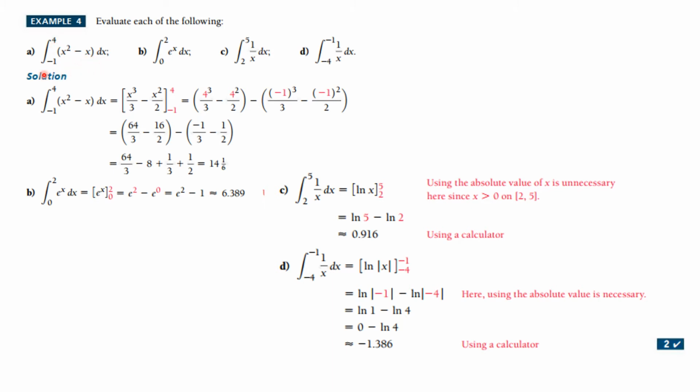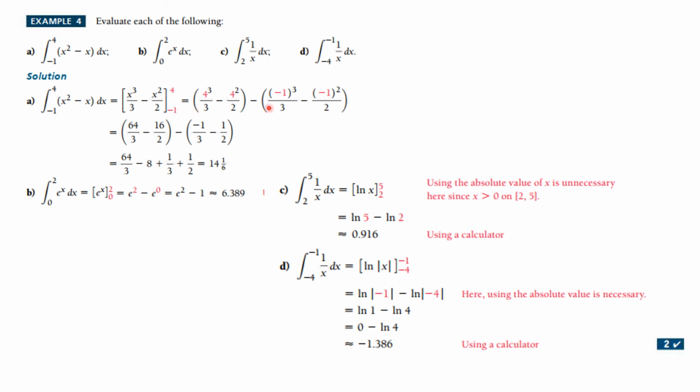Now, what we can do here is we can do this term by term, or we could do it all together. It looks like what we do down here is we do it all together, but we're really doing it term by term. So this is going to be add 1 to the exponent divided by the new exponent, that is x cubed over 3, minus this one, add 1 to the exponent divided by the new exponent, that is x squared over 2. I evaluate at 4 and minus 1.